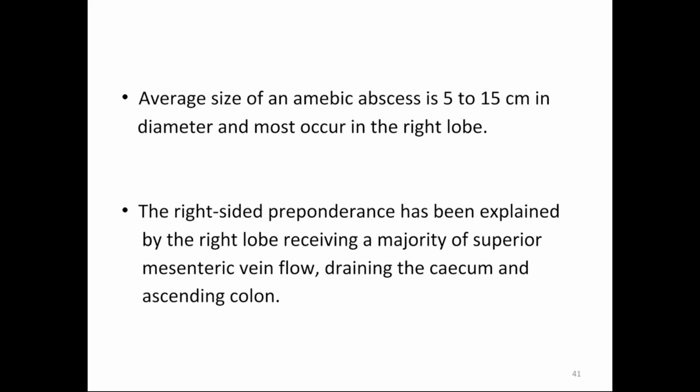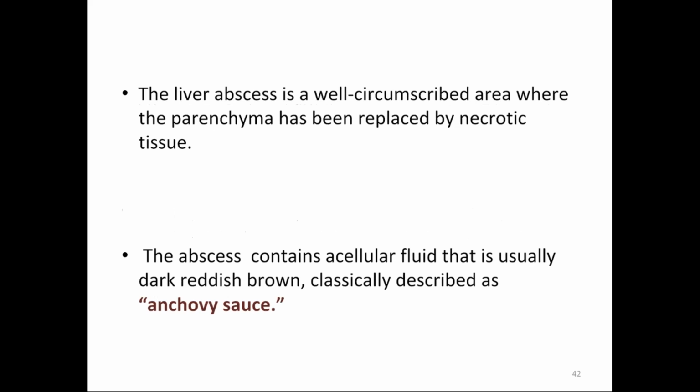So the superior mesenteric vein and splenic vein combine to form the portal vein, which I said in the last class. So this portal vein has the majority supply to the right lobe. As amoebiasis infestation is more common in the large intestine, that is the cecum and ascending colon, which is supplied by the superior mesenteric vein, this flows into the portal vein and into the right lobe of the liver. So that is the reason why, be it amoebic or pyogenic abscess, it is more common in the right lobe of the liver.